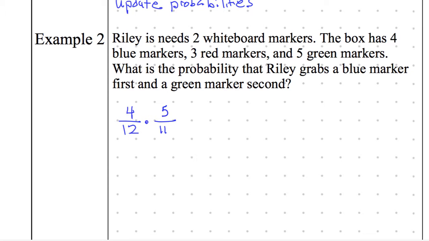Let's go ahead and reduce this fraction on the left, 4 over 12. Divide the top and bottom by 4 and you get 1 over 3. So I'm going to multiply 1/3 times 5 over 11. You just multiply straight through. 1 times 5 is 5. 3 times 11 is, I was going to say 11, it's 33. And that's our final answer. Box it. Just remember to update that second or third or fourth probability, not the first one.